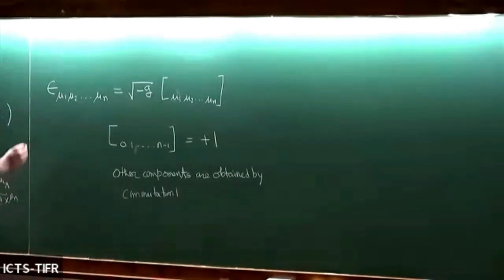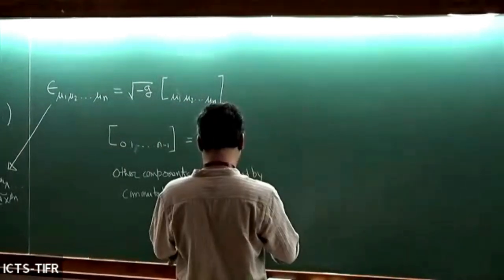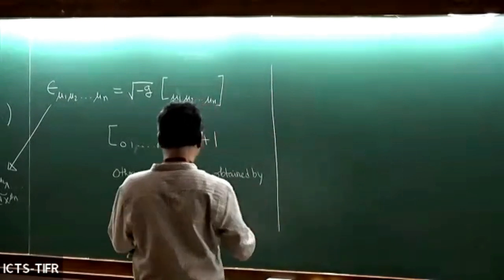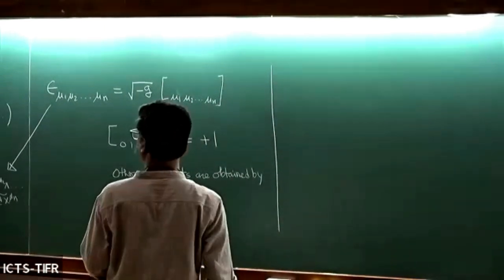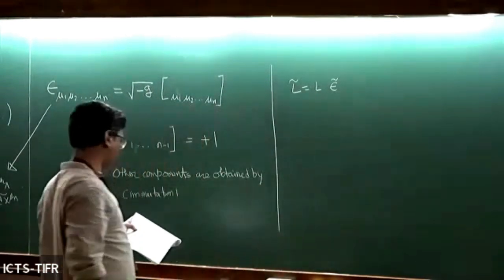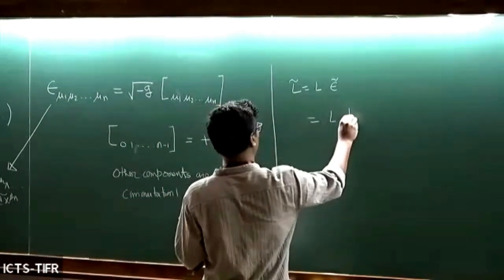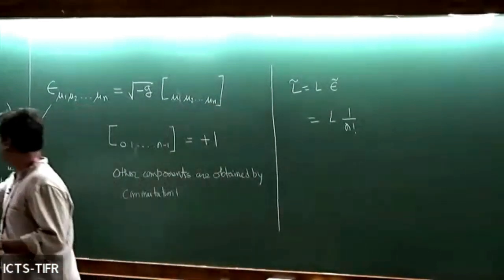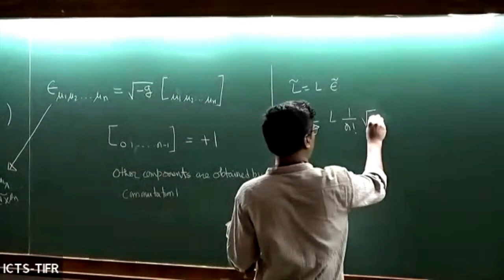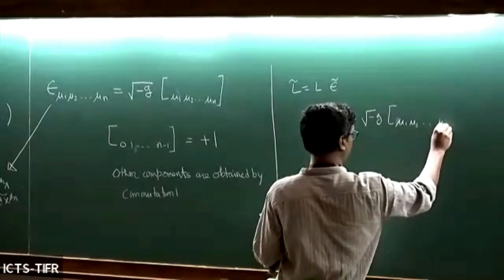Now what we should do is, let's see if I put this object here, what will happen. Let's do that. So I will first look at the tilde equal to L times the n form. And what is this object? I write it as L as it is, 1 by n factorial, times square root of minus g, and the epsilon symbol with indices mu1, mu2, ... mu n. Let it be like that.